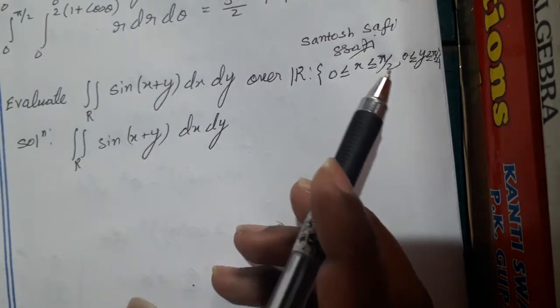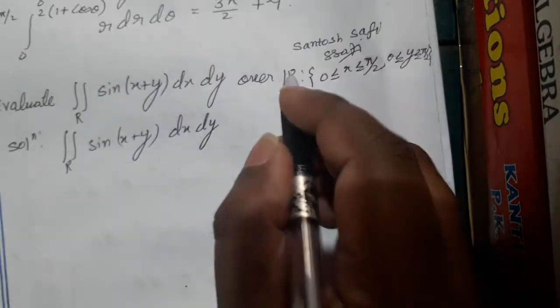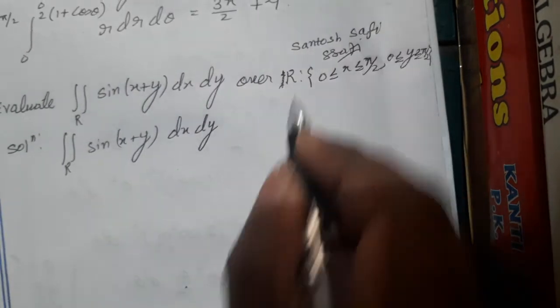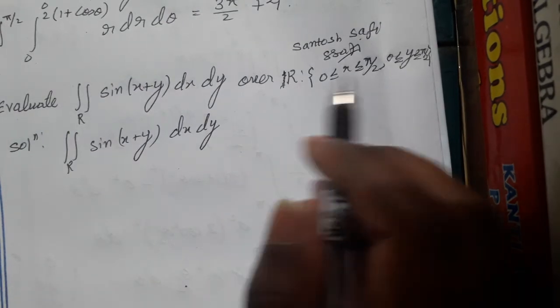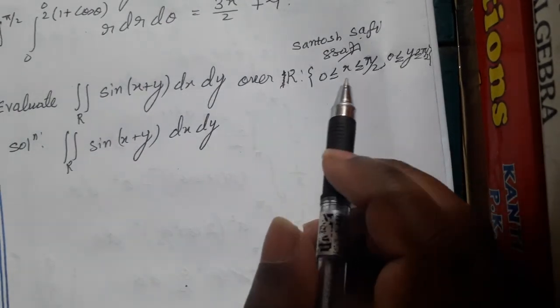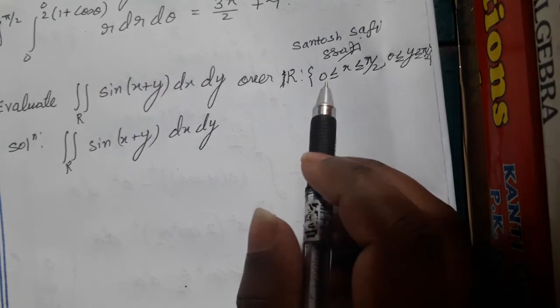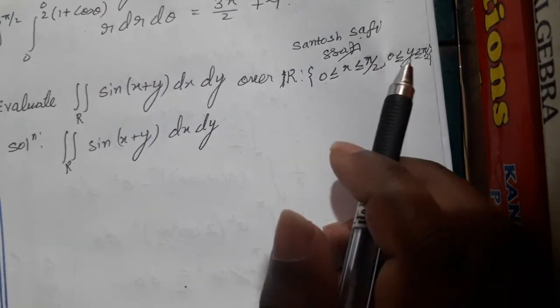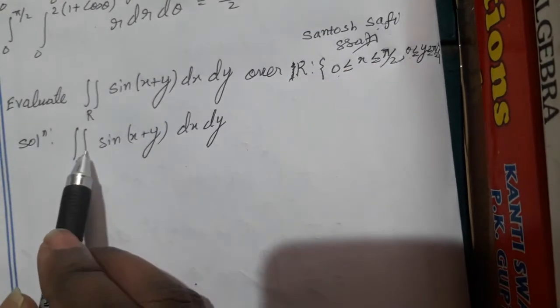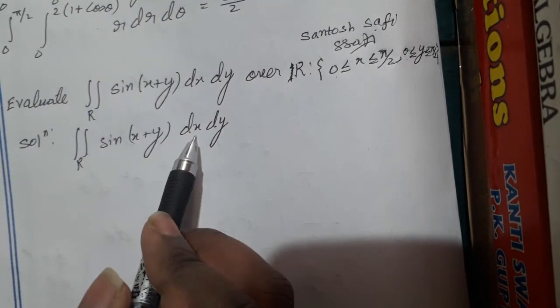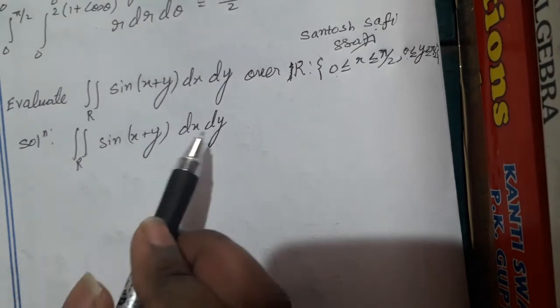So r is given the domain. This is not the real numbers, it is the domain R, so this function is already continuous in this interval. The x ranges from 0 to pi by 2, and y also ranges from 0 to pi by 2. The first limit here stands for dx, and the second one stands for dy.